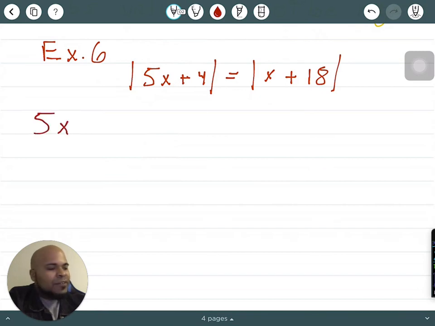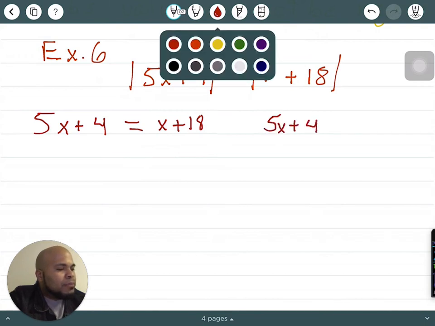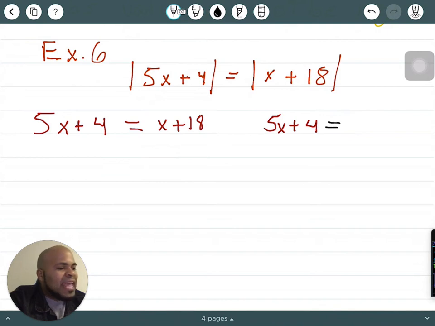So I have 5x, right? 5x plus 4 equals the positive of whatever is on that side. So right now, whatever is on that side is x plus 18. But now I got to be careful, right? Because I'm going to rewrite 5x plus 4, but then I'm going to rewrite the negative of whatever's on the right side. Now, my expression on the right is a binomial because it has two terms, and that's called a binomial. So you have to be very careful.